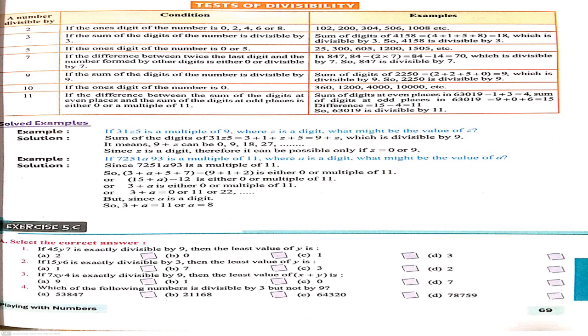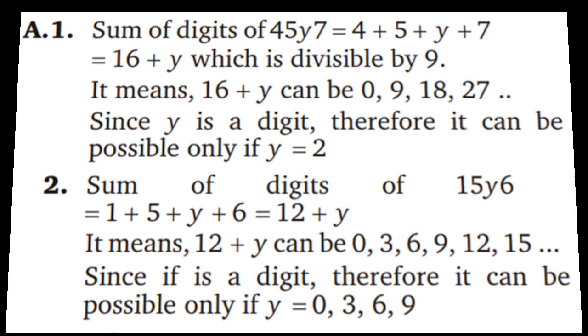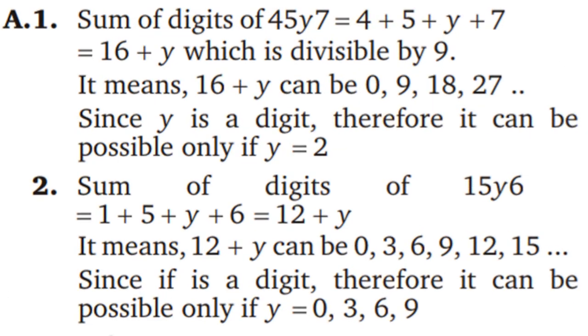Now start our exercise 5.C. A part, select the correct answer. First question. If 45y7 is exactly divisible by 9, then the least value of y is. तो इसके लिए हम क्या करेंगे, sum of digits of 45y7 equals 4 plus 5 plus y plus 7 equals 16 plus y, which is divisible by 9. So it means 16 plus y can be 0, 9, 18, 27, etc. Okay. Since y is a digit, therefore it can be possible only if y equals 2. So A option is correct.